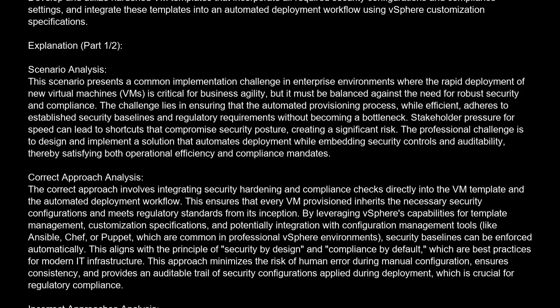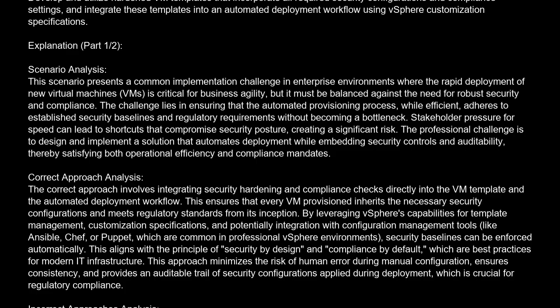The correct answer is A. Develop and utilize hardened VM templates that incorporate all required security configurations and compliance settings, and integrate these templates into an automated deployment workflow using vSphere customization specifications.